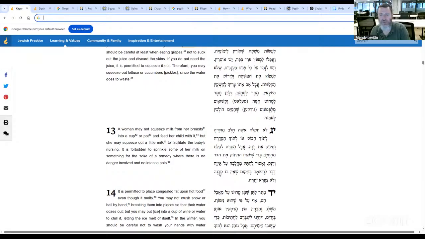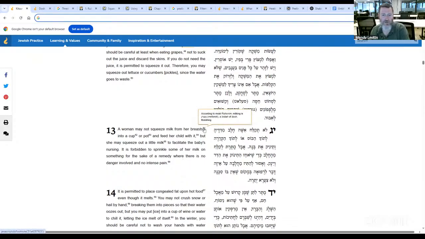Evidently, there's some idea that the woman's milk could be used as some sort of remedy for a cut or something, and I'm assuming that's prohibited on Shabbos unless it's life-threatening. So he says it's forbidden to sprinkle some of her milk on something for the sake of a remedy where there is no danger involved and no intense pain. Okay, so let's see the footnotes on this.